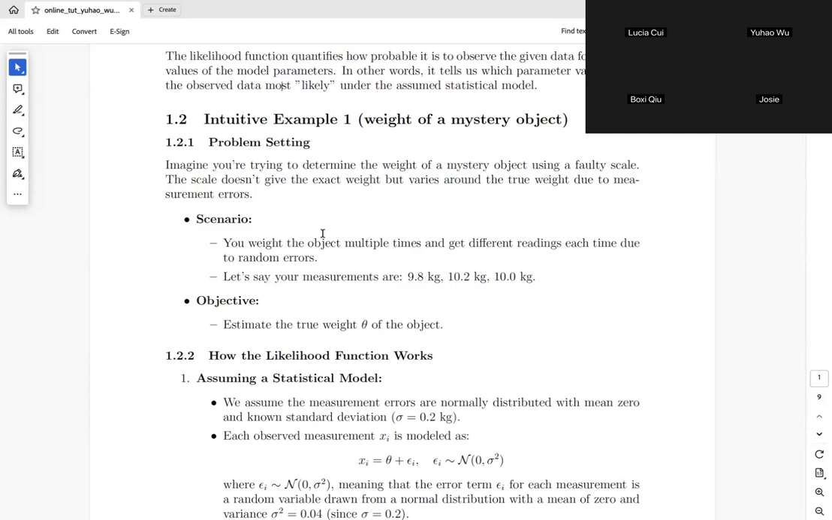Now we have a scale, and we want to use this scale to weigh an object. But this scale cannot give an exact weight. It varies around the true weight due to some measurement errors.